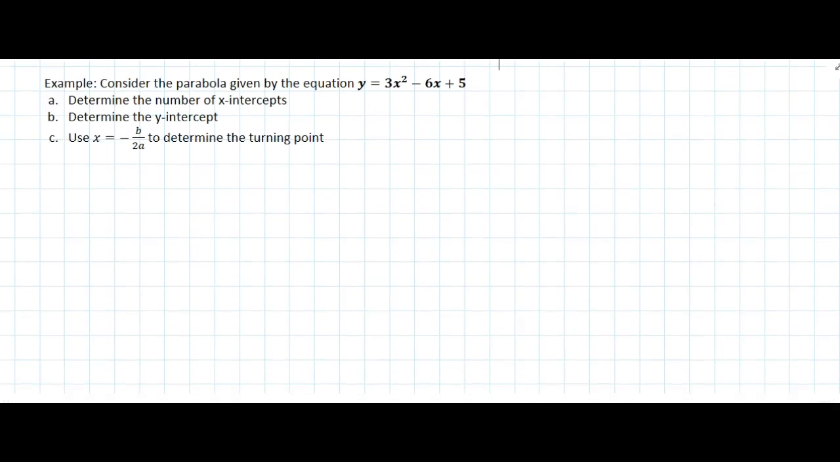We're looking at this parabola given by the equation y equals, there it is there. So a equals 3, b equals -6, and don't forget that negative in front, and c is equal to 5.